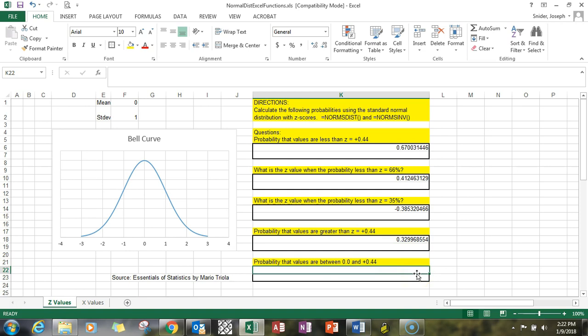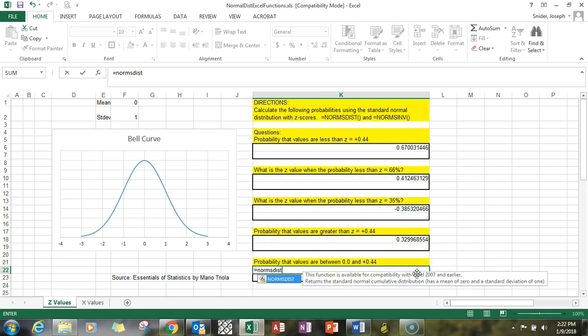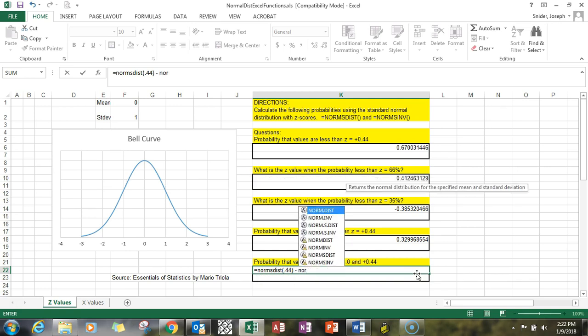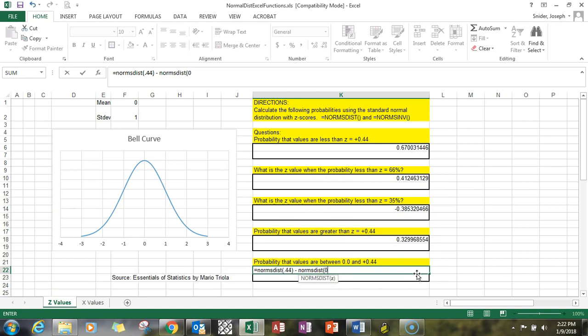A between problem. In this case, NormSDIST of the higher number, which is 0.44, minus NormSDIST of 0. So here, just as in step 5 of the normal probability lecture video, take the bigger number, get its probability, take the smaller number, get its probability, and subtract. So you're seeing up here the NormSDIST function on 0.44 minus the NormSDIST function on 0.